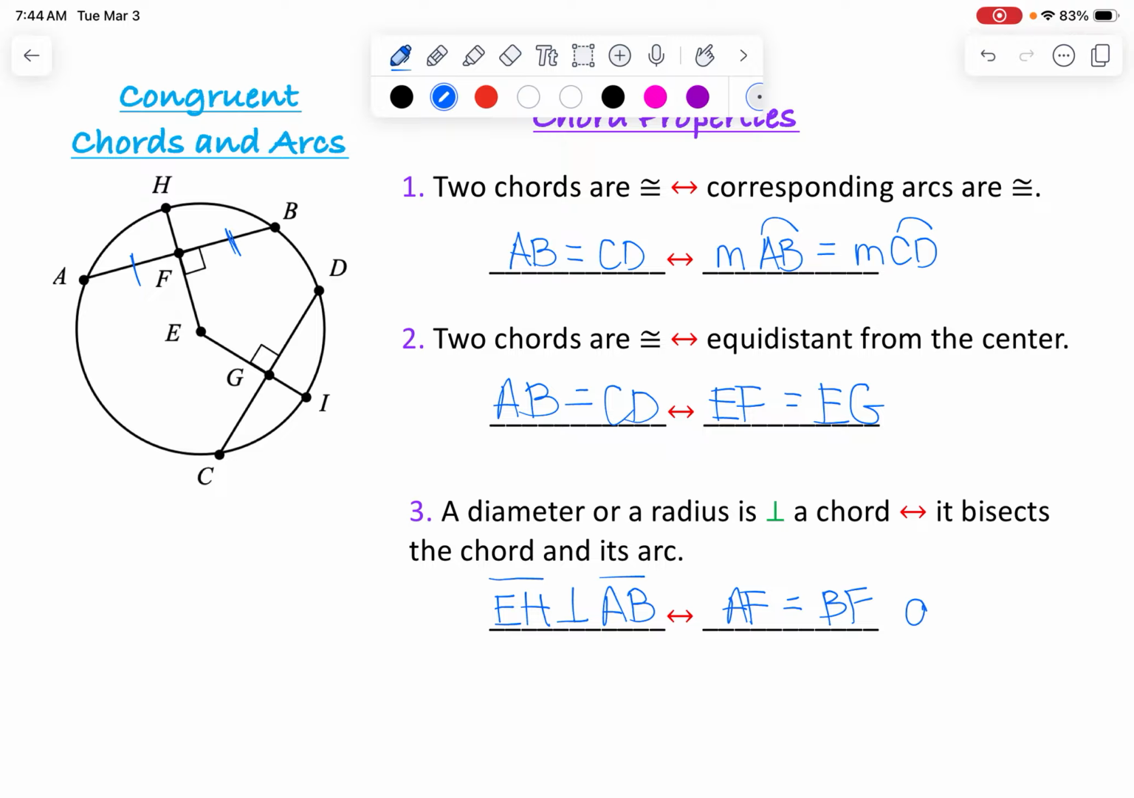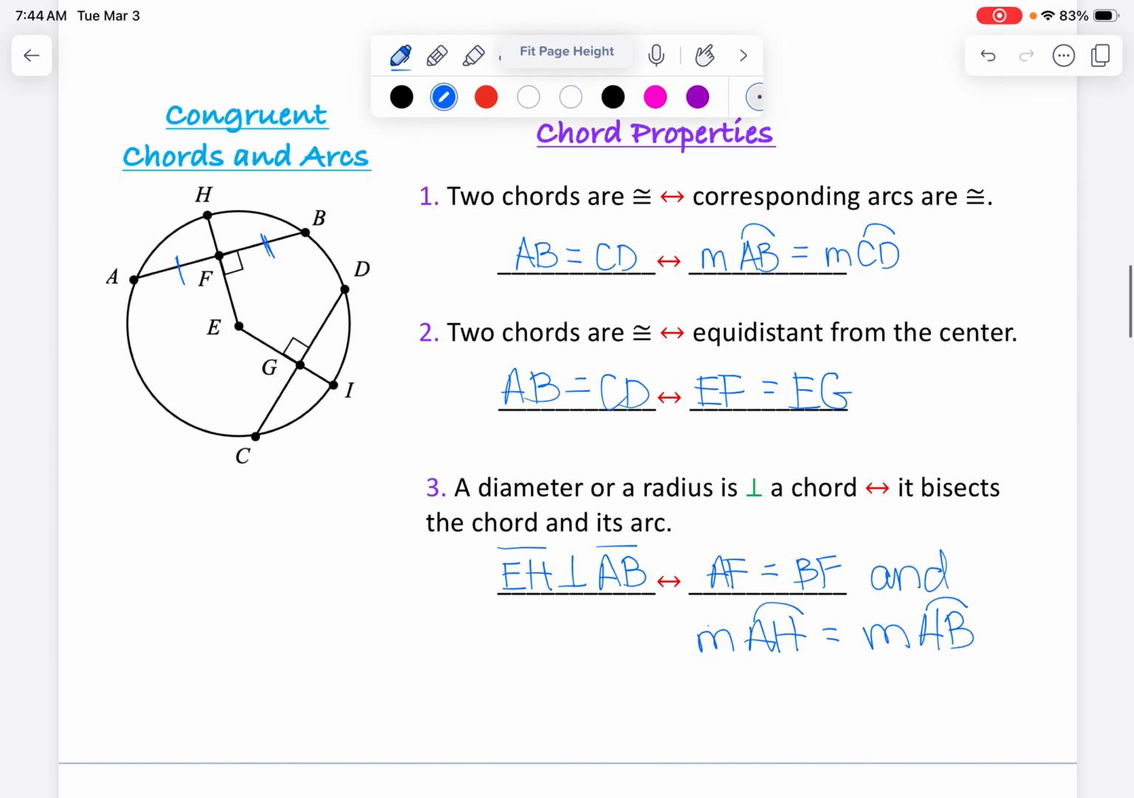And I'm going to write another one. And the measure of arc AH is equal to the measure of arc HB. Okay? So this and this then are the same. And again, this works both ways. So if you know that, then you know they're perpendicular. So just keep all of those properties in mind as we go through and apply these properties now.